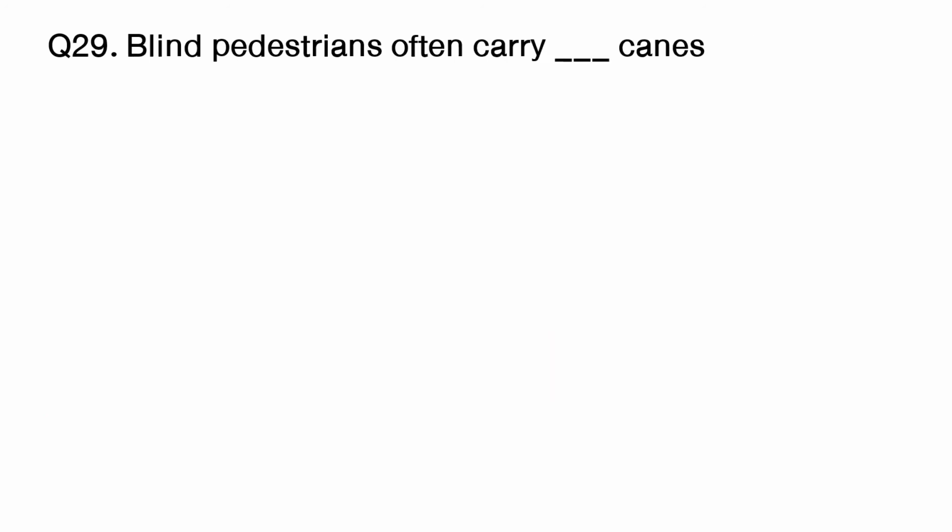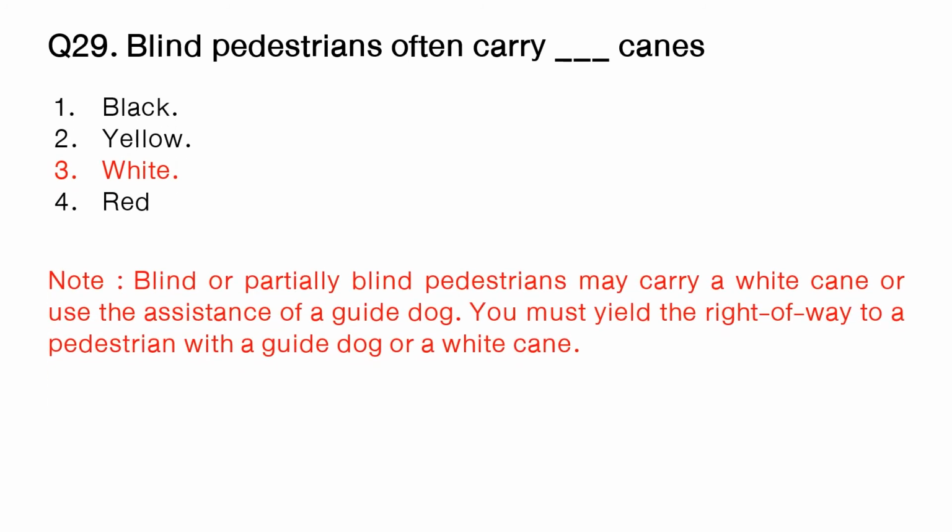Question: blind pedestrians often carry dash canes. Option number 1, black. Option number 2, yellow. Option number 3, white. Option number 4, red. The answer is option number 3, white. Note: blind or partially blind pedestrians may carry a white cane or use the assistance of a guide dog. You must yield the right of way to a pedestrian with a guide dog or a white cane.